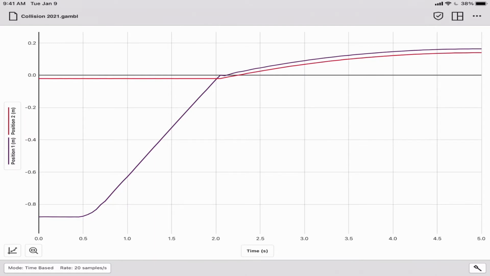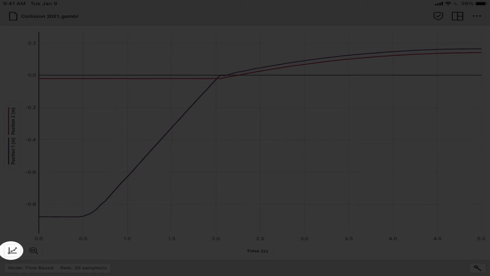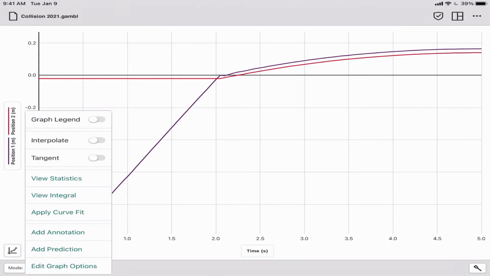All right, and we see here, then we can zoom in if we want, we can highlight areas, we can look at actual values of different things and the times that things occurred. So the collision happened right about 2 seconds into the motion detection right there, and I'm going to X that out. Down here on the bottom left, right above the mode and stuff, this icon that looks like a little graph is where we actually do our analysis.